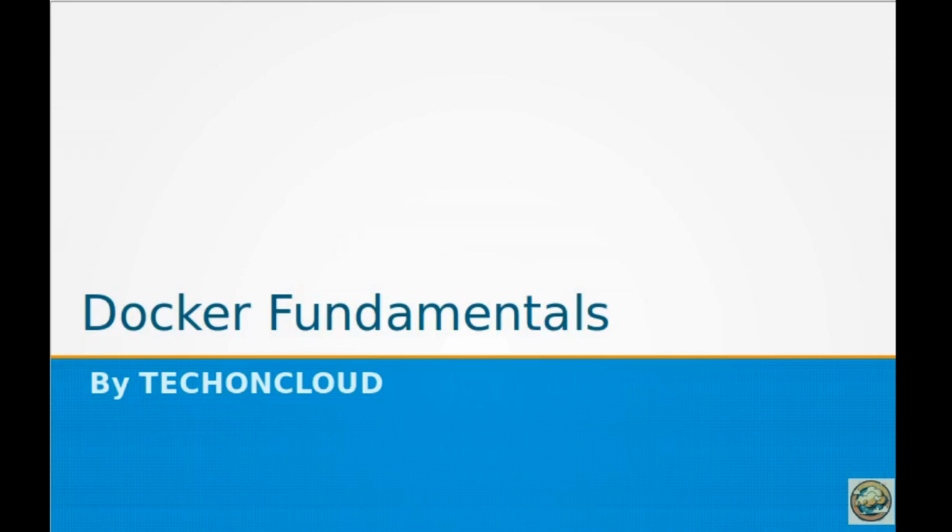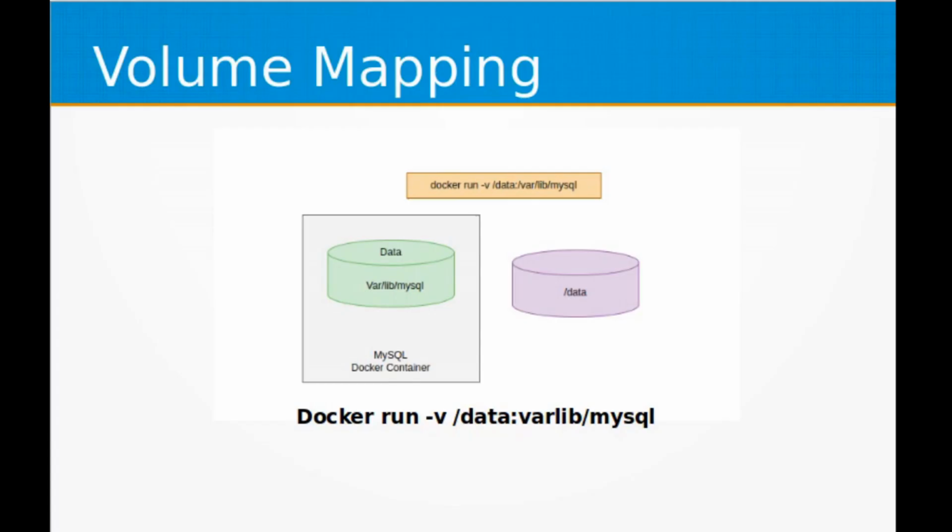So let's move to the first slide, which talks about volume mapping. Volume mapping is similar to port mapping, but there the ports were used and here volumes are being mapped. Let me tell you in brief what a volume is. A volume is a persistent storage. The volume is stored in the Docker container, which stores the data.